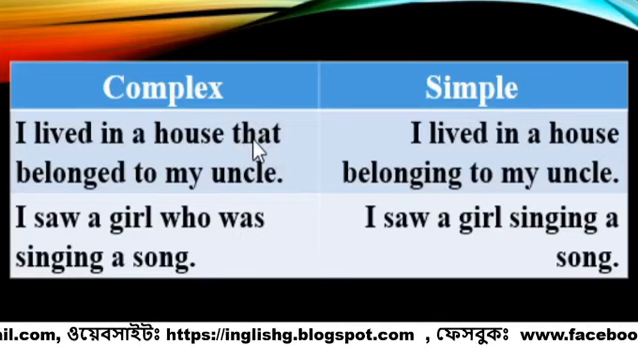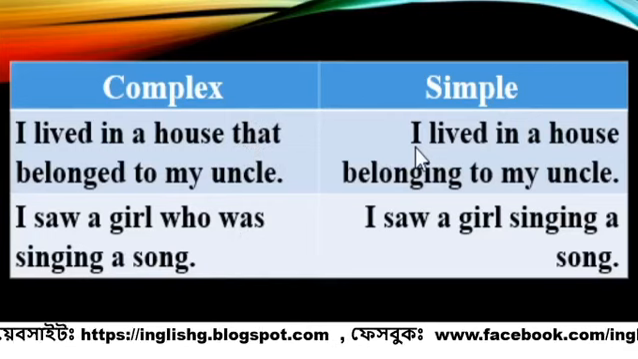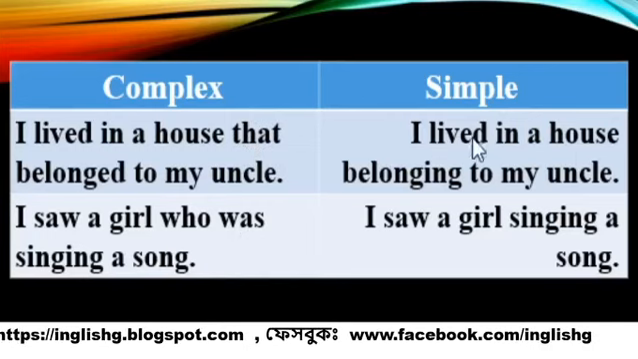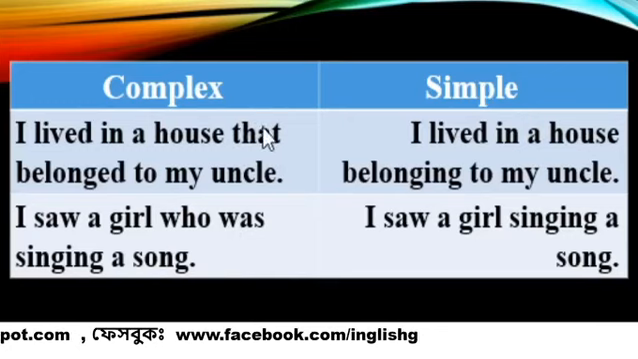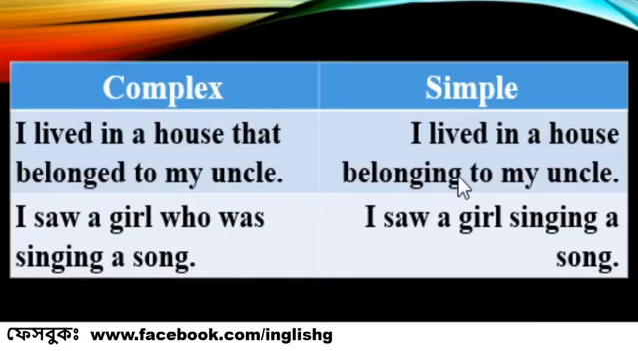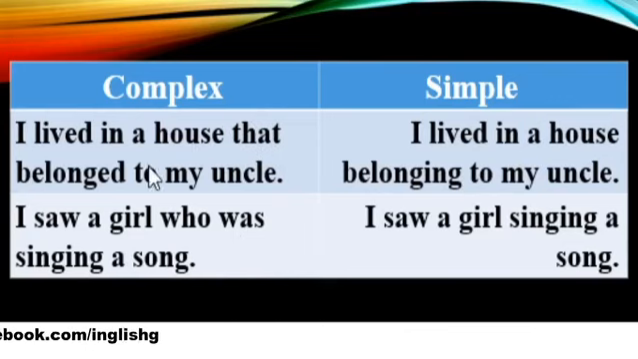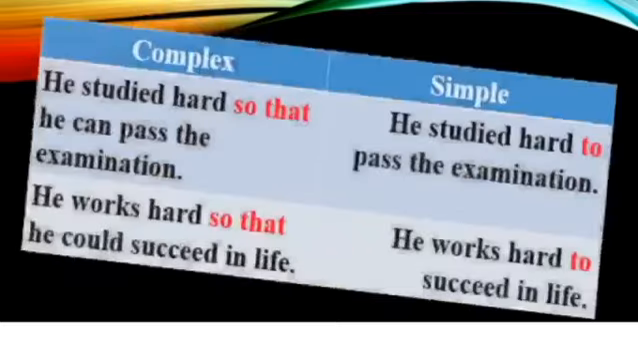What is the rule? The rule is: first subject, verb, plus extension, and instead of the relative pronoun, we have to use the present participle of the next verb after the relative pronoun. The next verb after the relative pronoun is "belonged", so here the present participle is "belonging to my uncle". Here, "I saw the girl who was singing a song." After "I saw the girl", instead of the relative pronoun, we have to use the present participle: "singing a song". I think you can understand. Let's go to the next example.